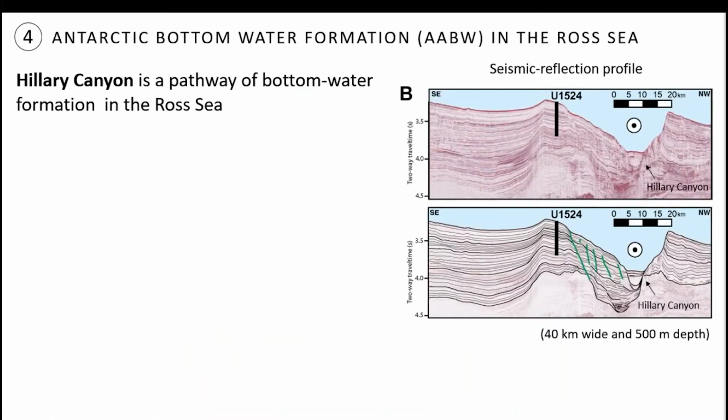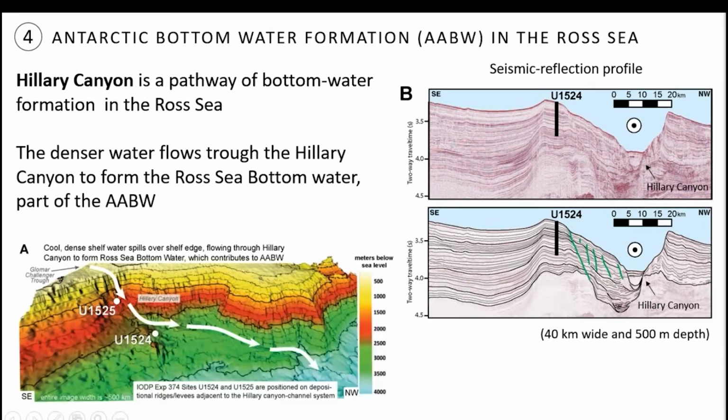Now let me introduce the submarine channel where Site 1524 is located. It's known as the Hillary Canyon. Hillary Canyon in the Ross Sea is a major conduit for the formation of this Antarctic Bottom Water. In the seismic profile, the flow is coming at the viewer, towards you, as noted by this circled dot. And as we saw on the previous slide, this is how it looks, the flow coming down from the shelf to the bottom of the basin, marked by these white arrows.